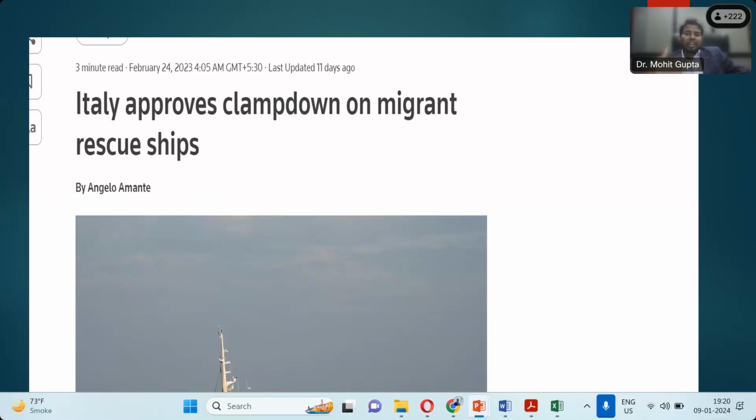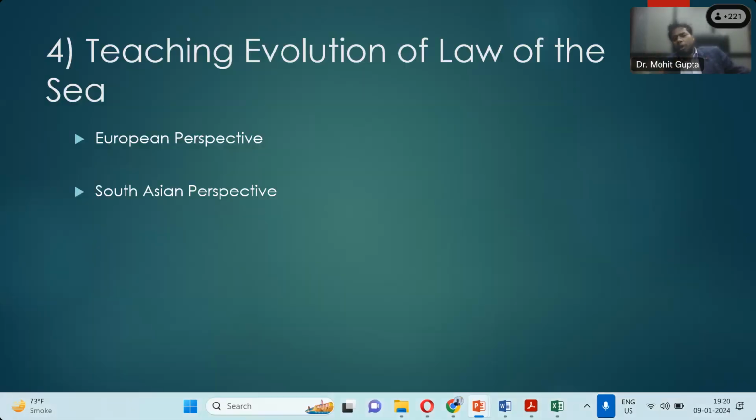So this kind of newspaper, all this day-to-day happening, I'm sure they are coming because law of the sea is one area which is very practical in nature, and this kind of news keeps on coming. So I think this also can play a very important role when it comes to teaching this subject.